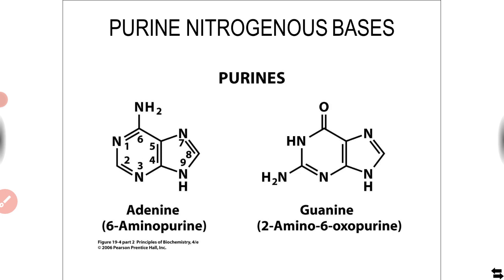So, to a purine ring, at the sixth position, if an amino group is added, then it is called adenine. So, adenine is 6 amino purine. Whereas, if an amino group is attached at the second position and an oxo group at the sixth position, guanine is formed. So, guanine is 2 amino 6 oxo purine. Adenine and guanine are the two most common types of purines found in nucleic acids.